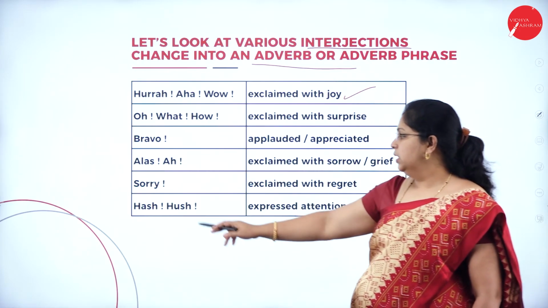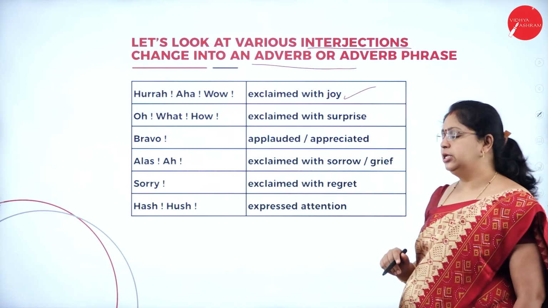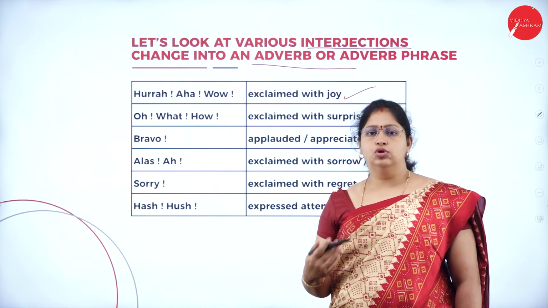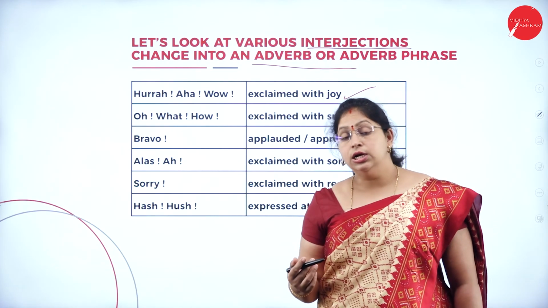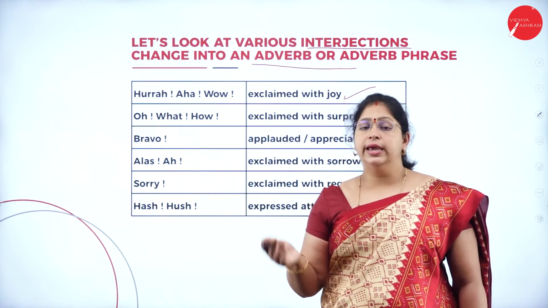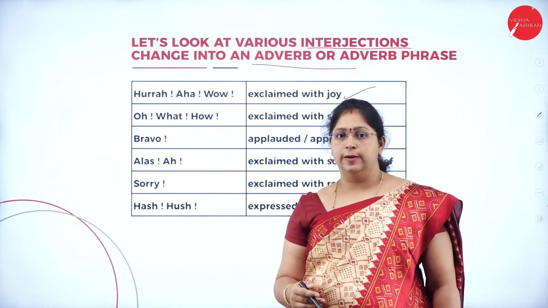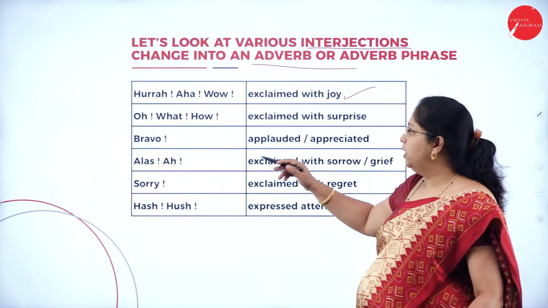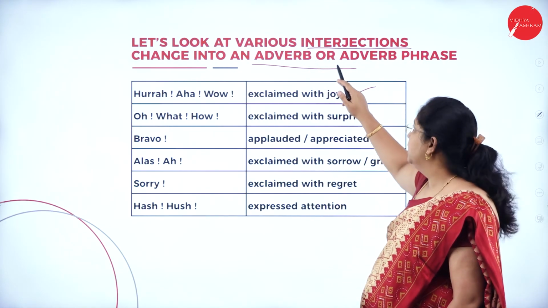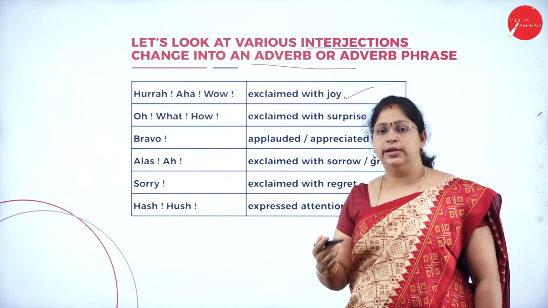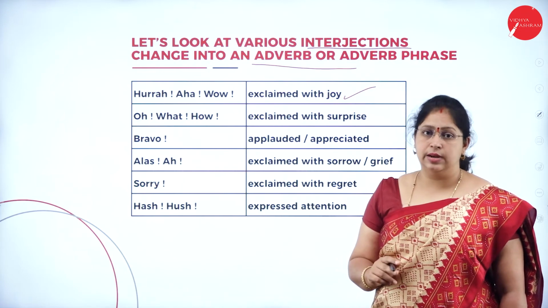Okay, then hush, expressed attention. Okay, hush is changed to expressed attention. He said, "Hush," becomes he expressed attention. Okay, this is used here. This is the table to know how an adverb changes to an adverb phrase when you are changing direct speech to indirect speech when it is an exclamation.